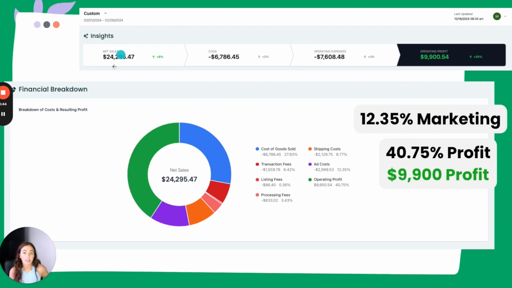So these are some screenshots inside of a Profitry account. If you've checked out Profitry, obviously on our dashboard we give you these breakdowns here. So here's a shop in the month of February of 2024. Their operating profit in Profitry is almost $10,000, 9.9K, right? And this 9.9K is after their product costs, shipping costs, transaction fees, listing fees, and processing fees, right? And so this is about a 40.75% profit margin, and this is again after this 12% marketing cost percentage.